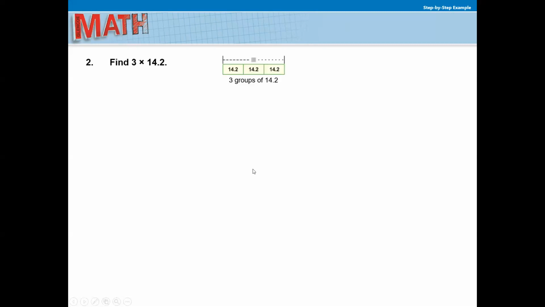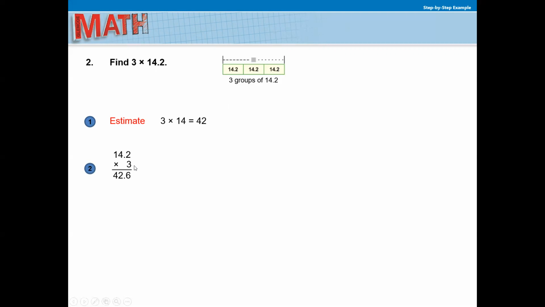Number 2, find 3 times 14 and 2/10. So we can see what that looks like. 3 groups of 14 and 2/10. We're going to estimate 3 times 14. The 2/10 tells us to leave it alone. 3 times 14 is 42.